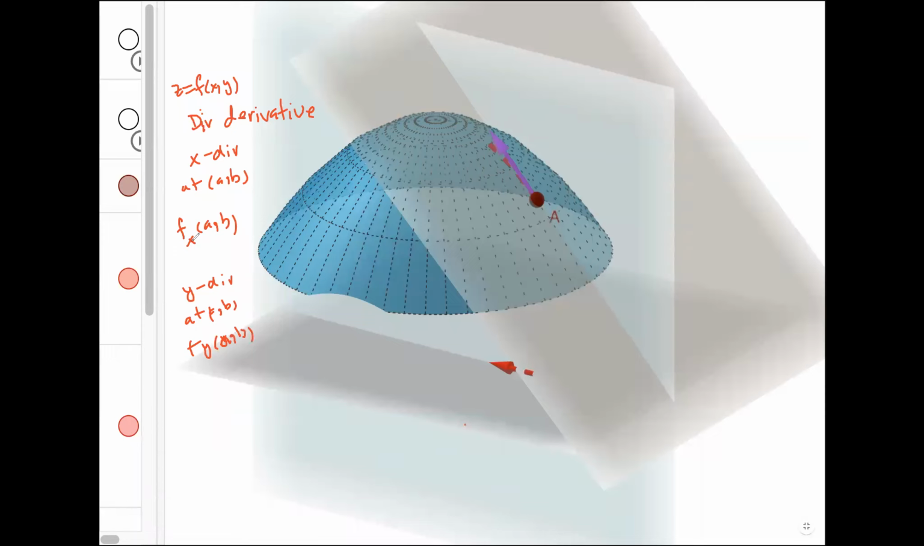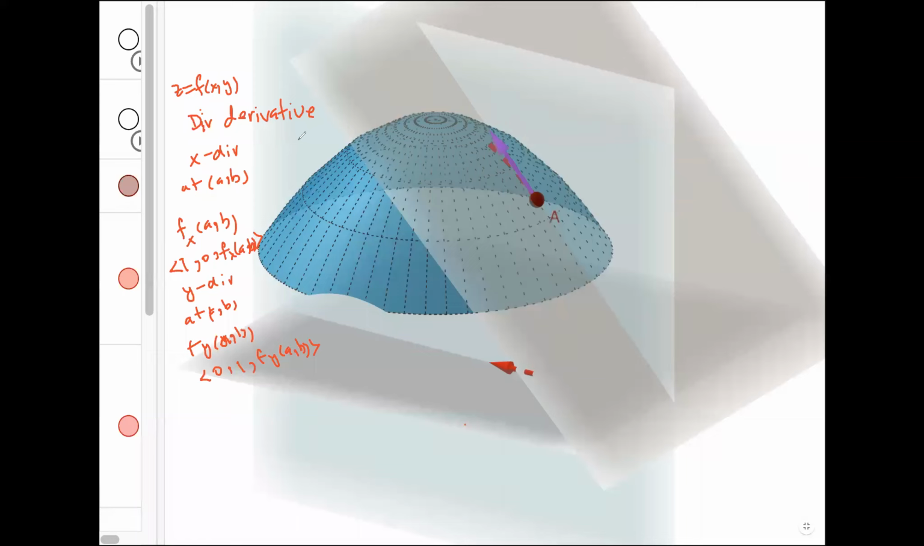And that was basically, if I go on the tangent plane one step in x direction, and only one step in x direction, that's 0 for y direction, then this is the tangent vector in x direction. And if I go only one step in y direction, this is the tangent vector in y direction.